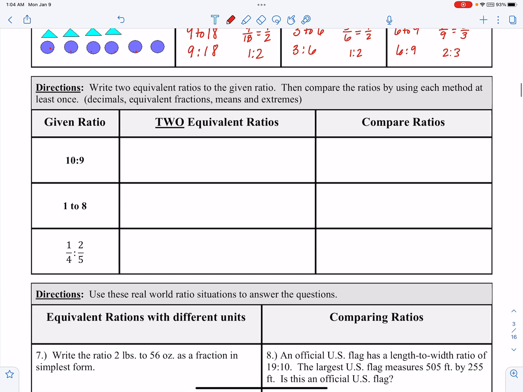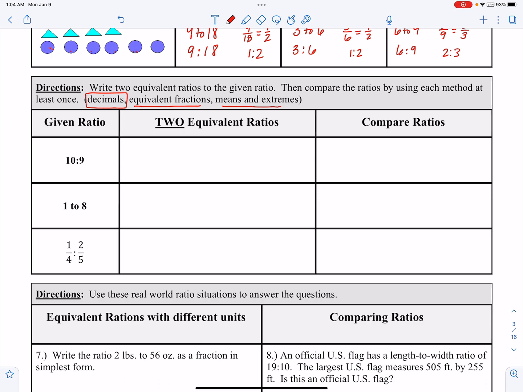Let's go ahead and make some equivalent ratios, and we're going to do those in a couple different methods. One is just creating decimals, a pretty easy method. Another one is creating equivalent fractions, which you've done plenty of times before. And then you've learned means and extremes in 6th grade as well, also called cross-multiplying sometimes. Means and extremes is the more proper mathematical term. So let's take a look at these different options.